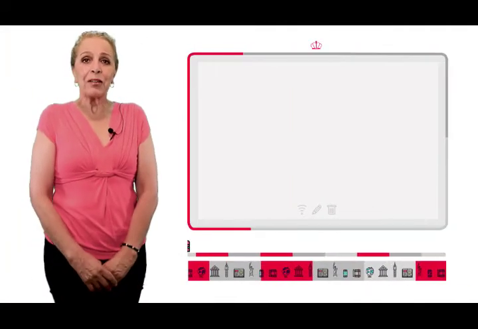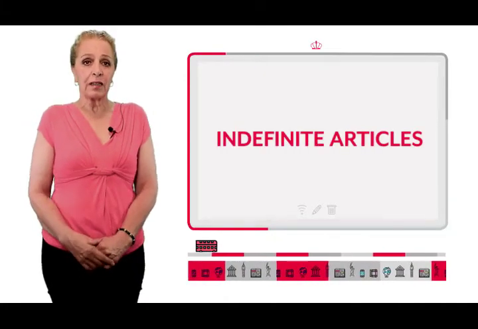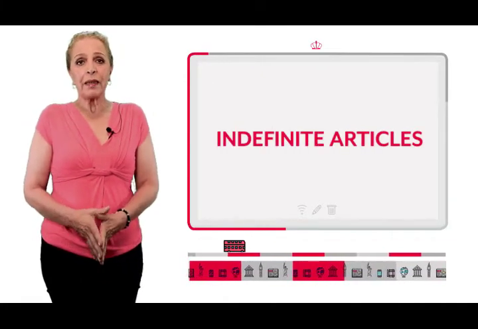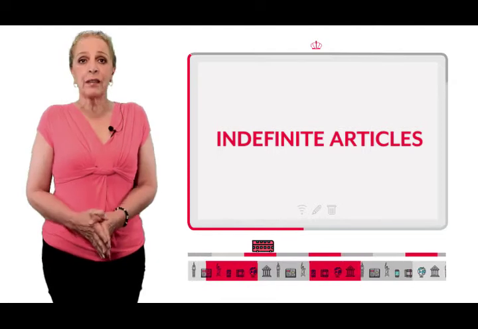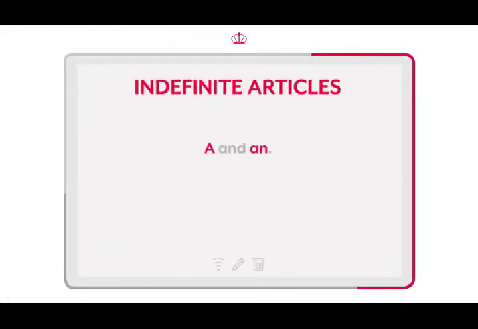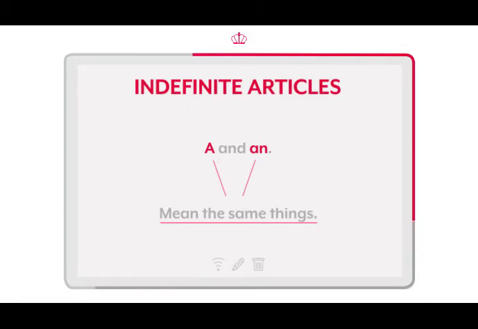With that in mind, we can talk about indefinite articles. Con eso en mente, podemos hablar de los artículos indeterminados. We have a and an. Both mean the same thing, but we need to know the rule to use them. Ambos significan lo mismo, pero debemos saber la regla para usarlos.